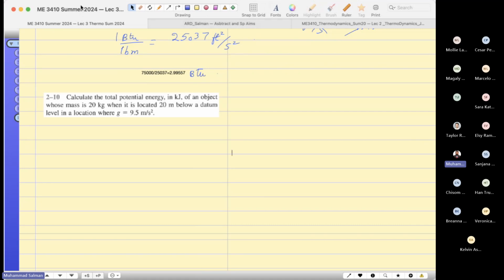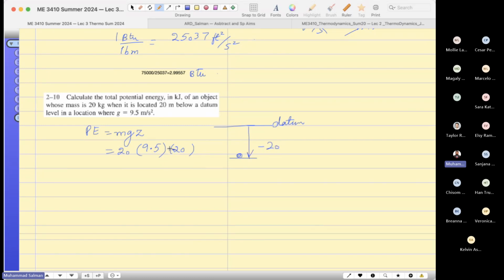Okay, let's see. I'm going to show you how to solve this problem. Calculate the potential energy in kilojoules of an object. Potential energy is equal to mass times g times z, and the mass is given. The mass is 20, g is 9.5 at that location, z is 20. Now here this is below the datum line. So if you have a datum line and the object is located below the datum line, z is negative. So you will write the negative.